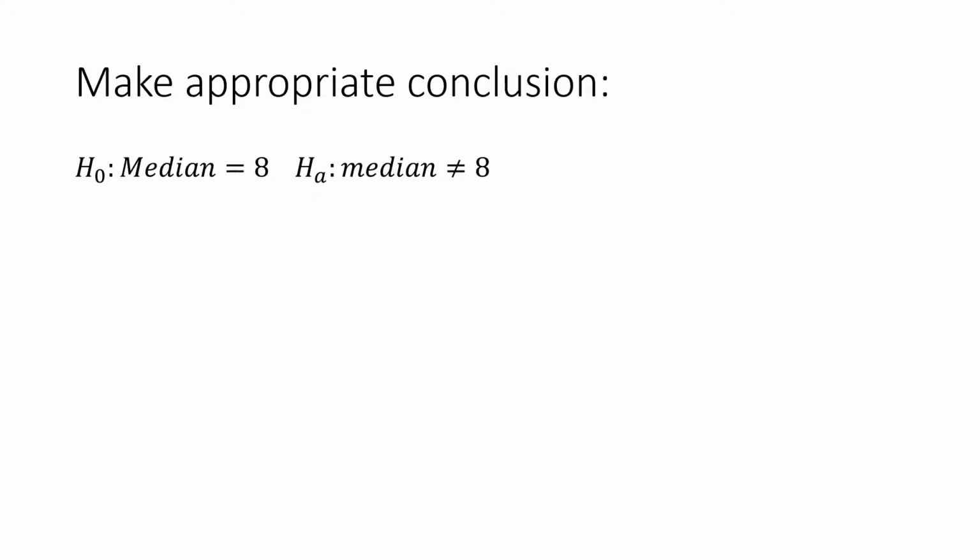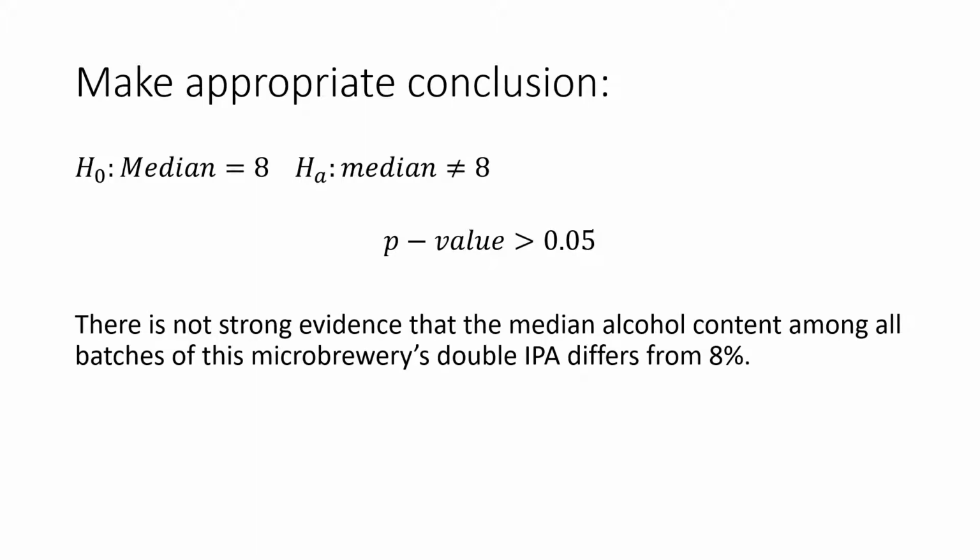Remember that my hypothesis was that the median is equal to 8 versus the alternative, the median is not. The p-value is greater than 0.05. What this tells me is that there's not strong evidence that the median alcohol content among all batches of this microbrewery's double IPA differs from 8%.